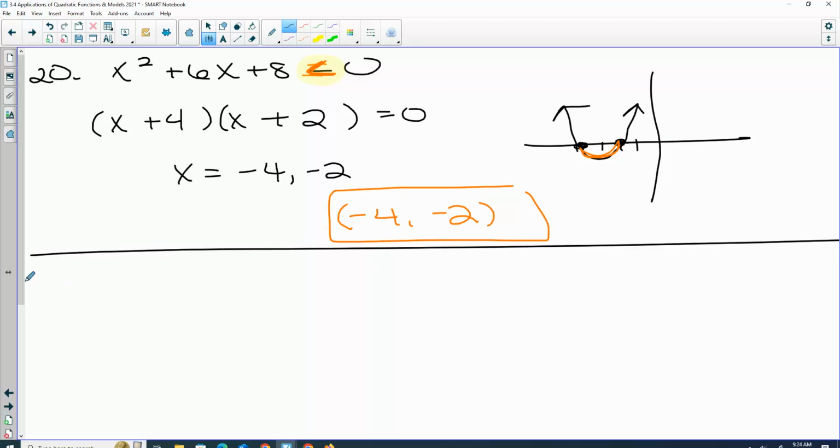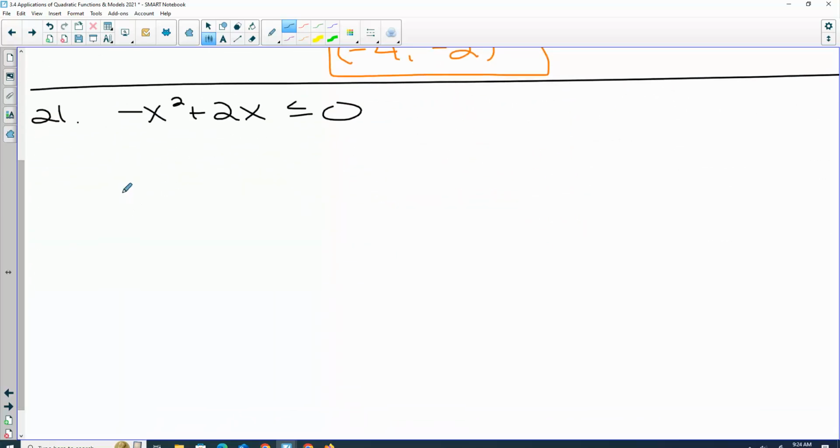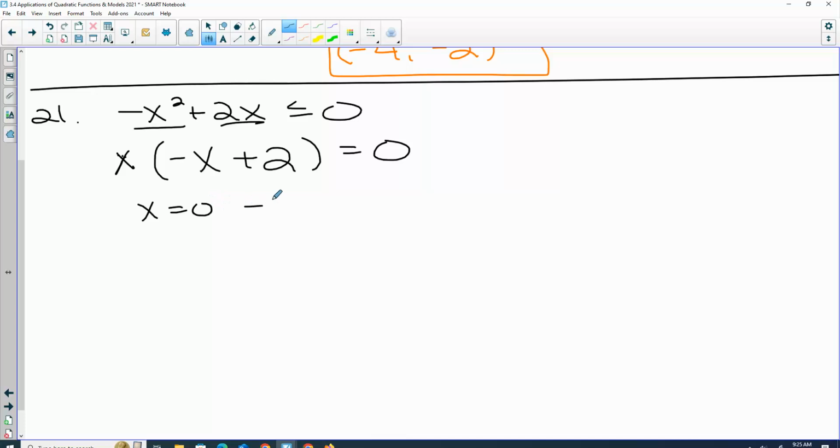Let's look at 21. First, let's pretend it's equal to 0. How would you solve it? Okay, you could complete the square, or you could take out an x. Both options are going to get you there, aren't they? Taking out the x is probably the fastest, just to GCF. If you take that out, you have -x plus 2. So if we set those equal to 0, we get x equals 0 and 2.